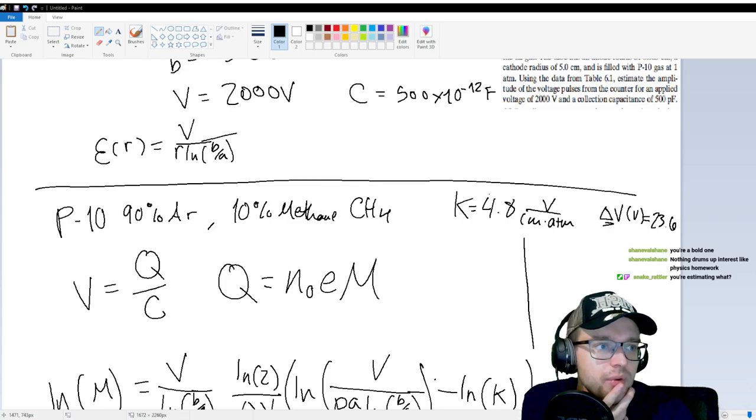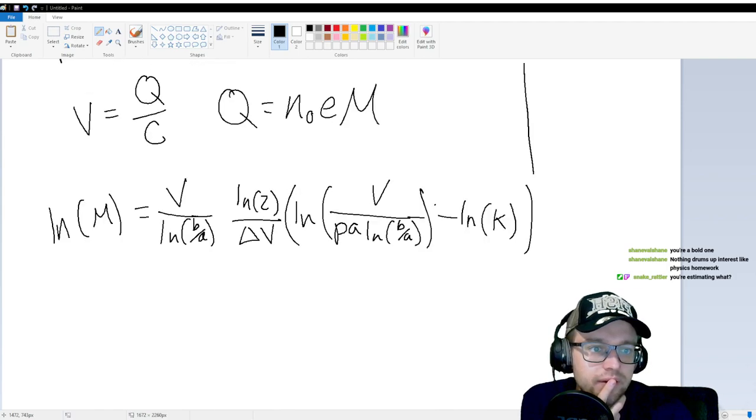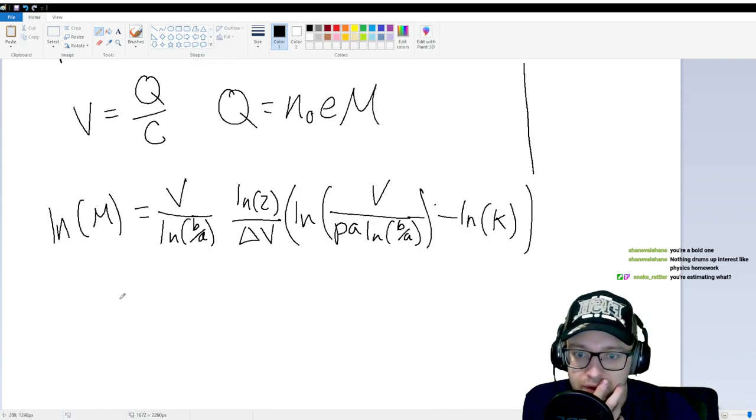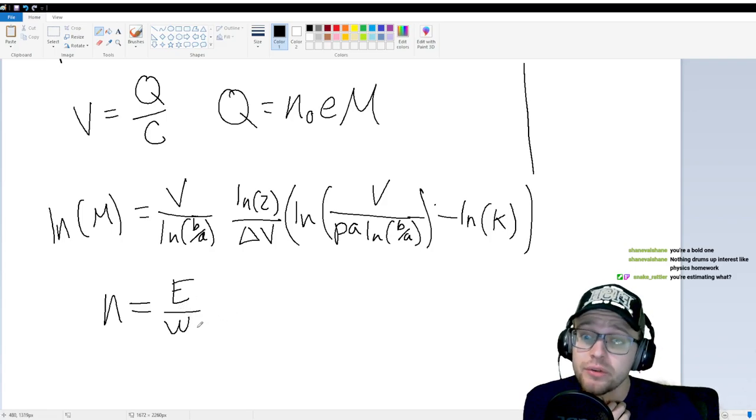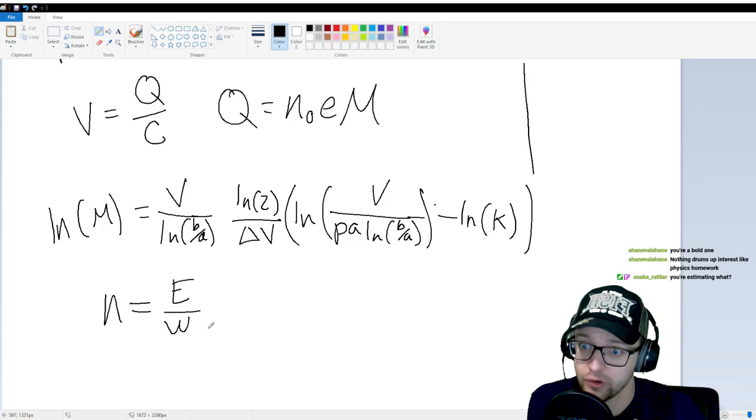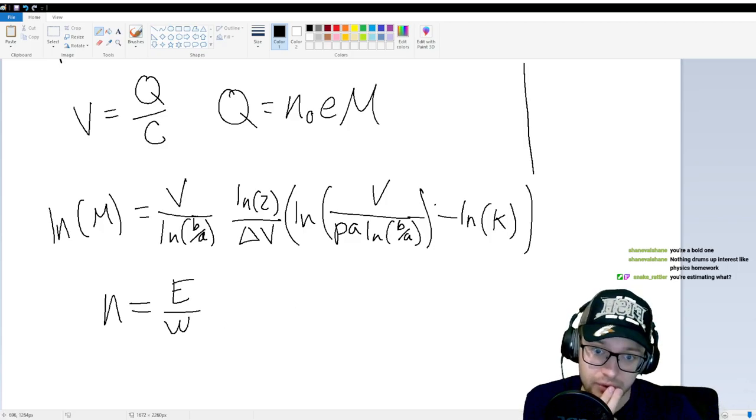The other thing we need to know is the number of ion pairs. That is given as E over W, where E is the energy we have and W is the number of ion pairs created per electron. So I need to find this W value.